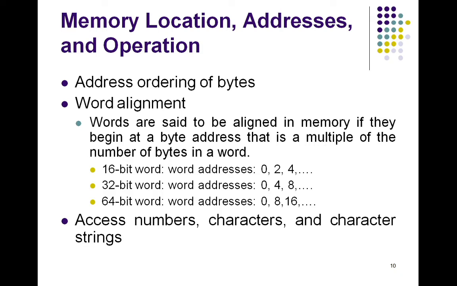And for the word length of 64, that is 2 raised to 3 bytes, right? Then the aligned word will begin at the byte addresses 0, 8, 16 and so on. So if the word length is 16, then the word is of 2 bytes. If the word length is 64, then each word is of 2 raised to 3 bytes, that is 8 bytes. And there is no fundamental reason why the words cannot begin at an arbitrary byte address, right? So this is what is about the word length.